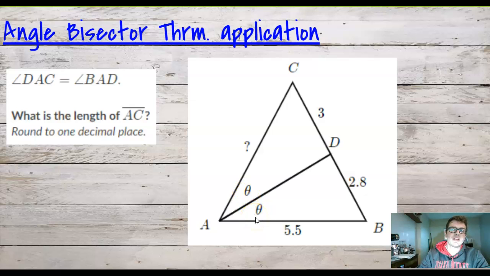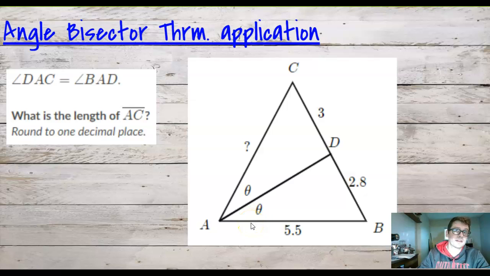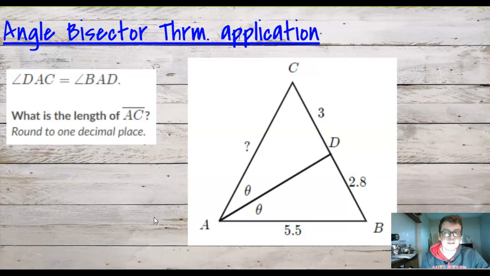So go ahead and try to set up the appropriate ratio here. And guys, if you don't have a calculator within your reach, get one, because you want to practice calculating this stuff. What is the length of AC, our unknown, our question mark here, when we apply the angle bisector theorem here? So go ahead and take a moment to try this. If you don't have a calculator, you need one.